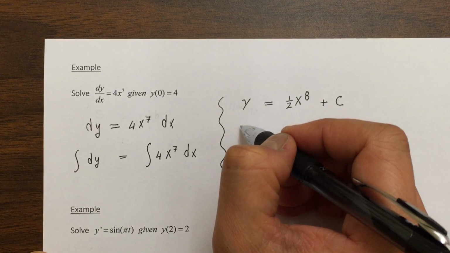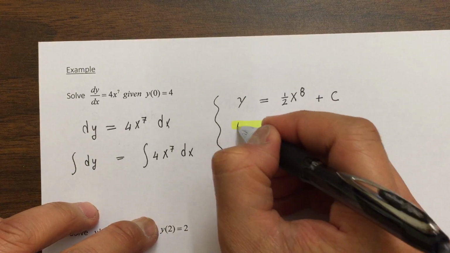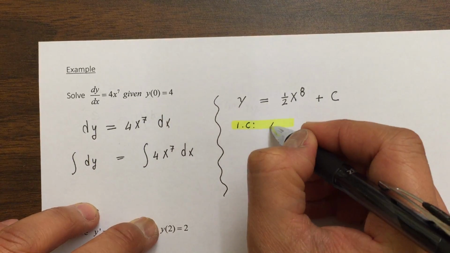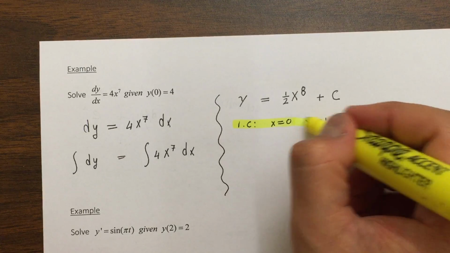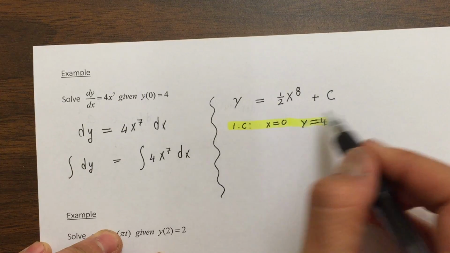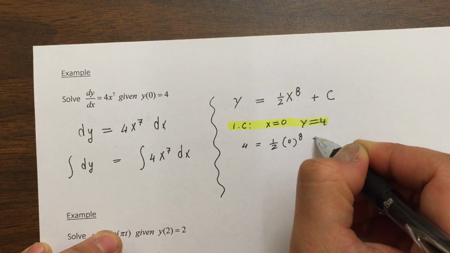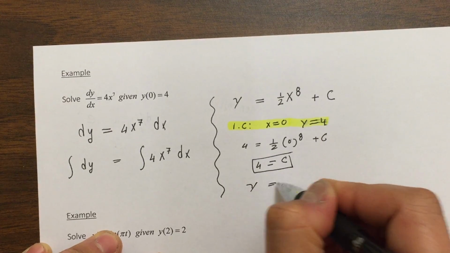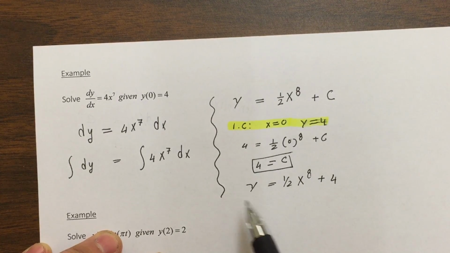All right. Now we bring in our initial condition. Hopefully by reading that initial condition right here, when x equals 0, we know that y equals 4. Okay, that's our initial condition. It's given right there. We take that, we plug it in here, and that allows us to find out what c is. So 4 equals 1/2 times 0 to the 8 plus c. c once again equals the y value, so c equals 4. And last but not least, we fill this in, and this is our particular solution.